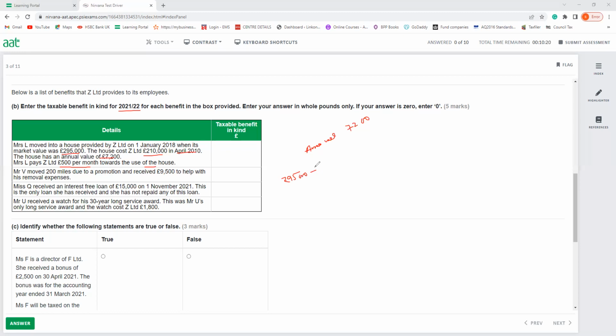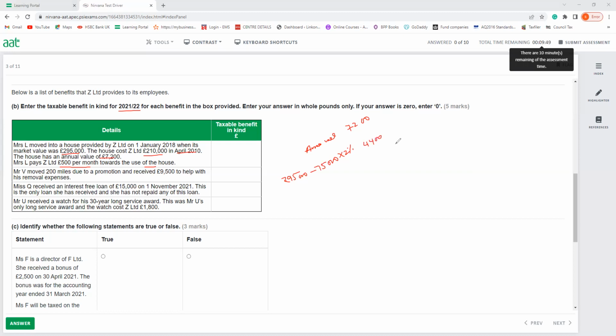We have to minus 75,000. 75,000 is from the formula. More than 75,000 is called luxury house. So we have to find 2% on that. That's the official rate. So 295,000 minus 75,000 times by 2%. And that gives me 4,400.